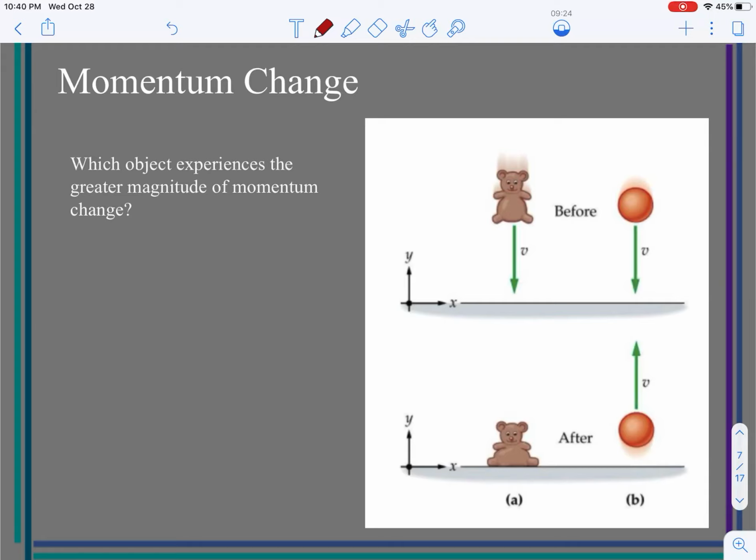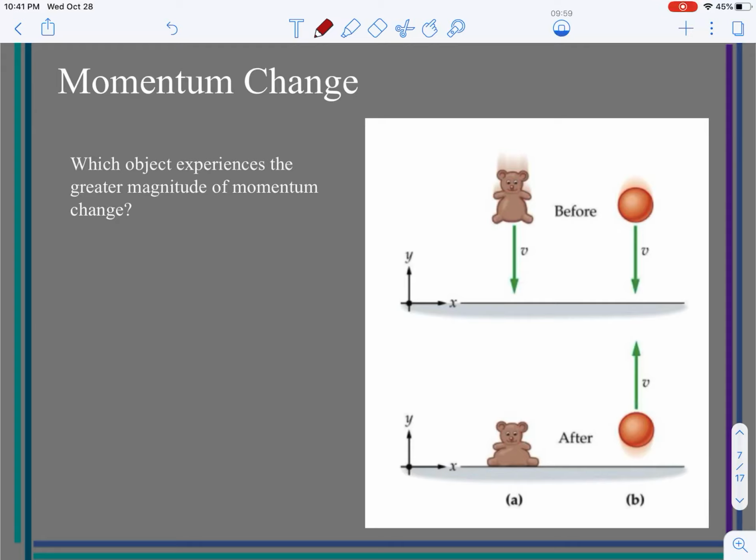If we're looking at our objects here in this picture, we have a teddy bear and we have a ball, and they are being dropped so that they both are falling with some velocity. And then we can see in the after picture, the teddy bear comes to rest on the floor where the ball is actually going to bounce back. So in this case, instead of moving down towards the ground, it's going to bounce up towards the sky with some velocity. So the question here is, which object experiences the greater magnitude of momentum change?